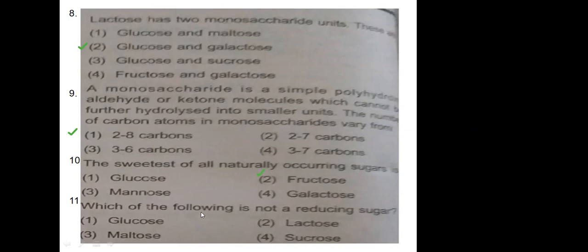Which of the following is not a reducing sugar? Sucrose. It doesn't contain a free aldehyde or a ketone group. Which of the following yields only glucose on hydrolysis? It's maltose.